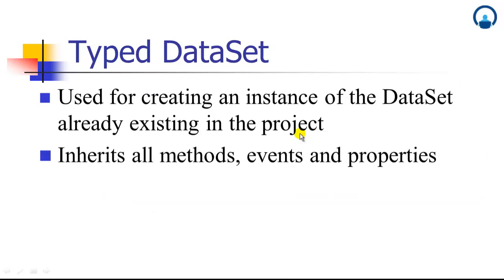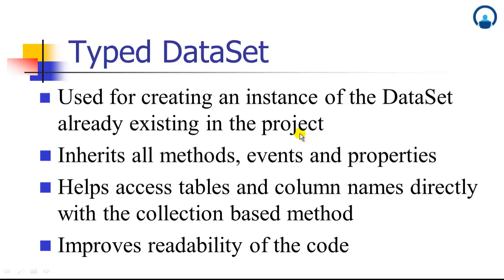Coming to typed datasets. A typed dataset is a class that derives from a dataset. It inherits all the methods, events, and properties of the base dataset class. New dataset classes can be derived from the typed dataset that has been inherited from the base class. While creating a new dataset, typed datasets make use of information in the XML schema file that contains the information about the tables, rows, and columns of the dataset.